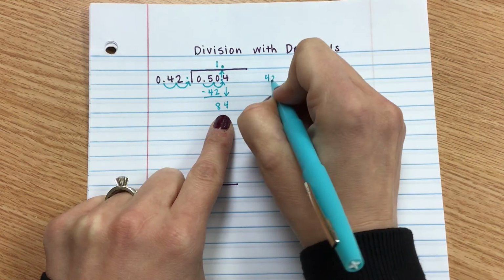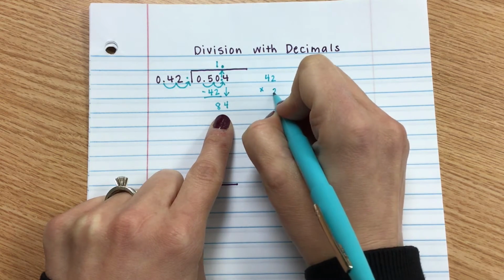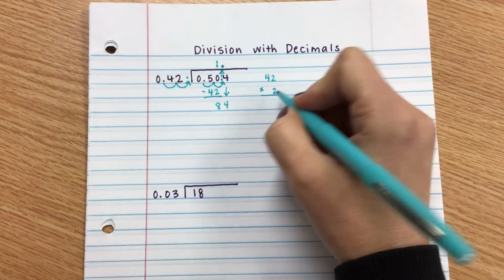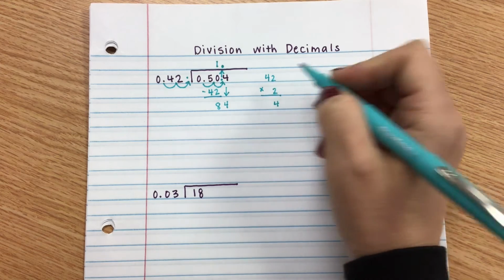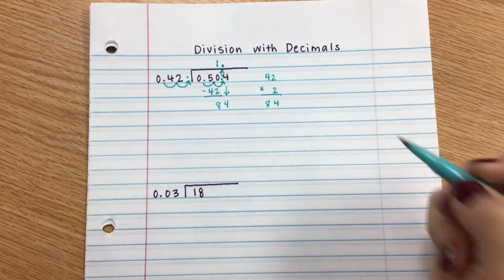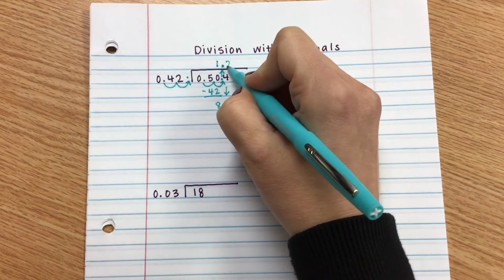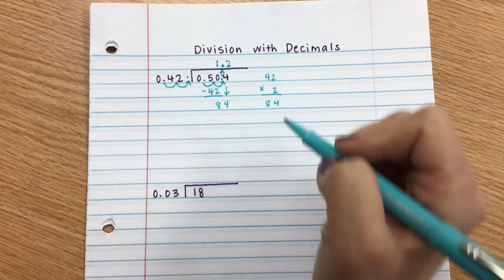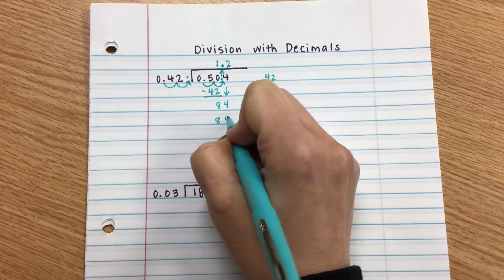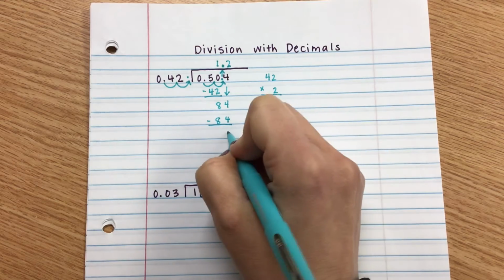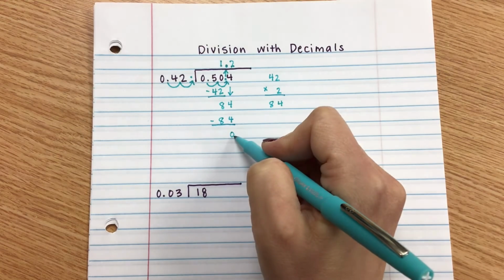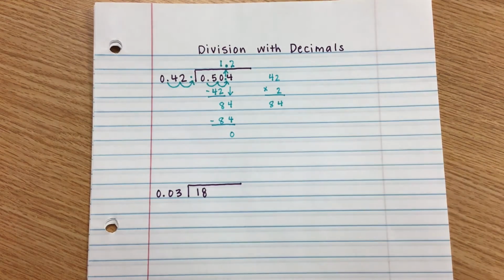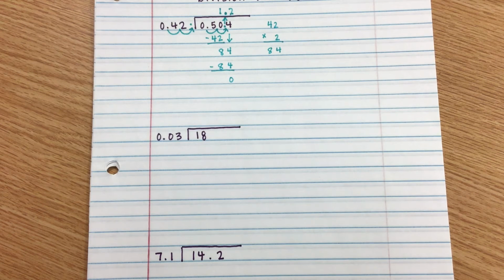We're going to multiply it over here on the side just in case. 2 times 2 is 4. 2 times 4 is 8. So we're correct. We're going to put our 2 right above this 4. 2 times 42 is 84. Once we get a 0 down here, we know we're finished. We're good to go.